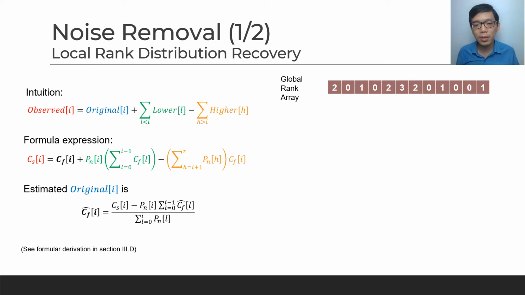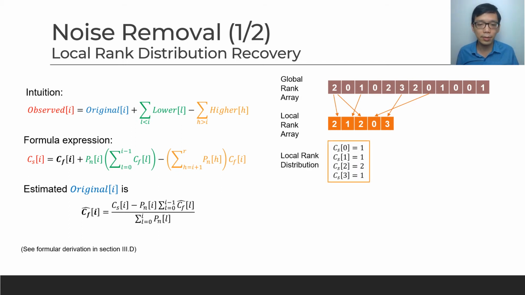So let me demo to show you how our algorithm works. First, we have a global rank array, and here we have a local rank array with 5 elements. The global rank array has a total of 12 elements. Firstly, we calculate the local rank distribution. Here, we can see that the number of rank 0 is 1, the number of rank 1 is 1, the number of rank 2 is 2, and the number of rank 3 is 1.